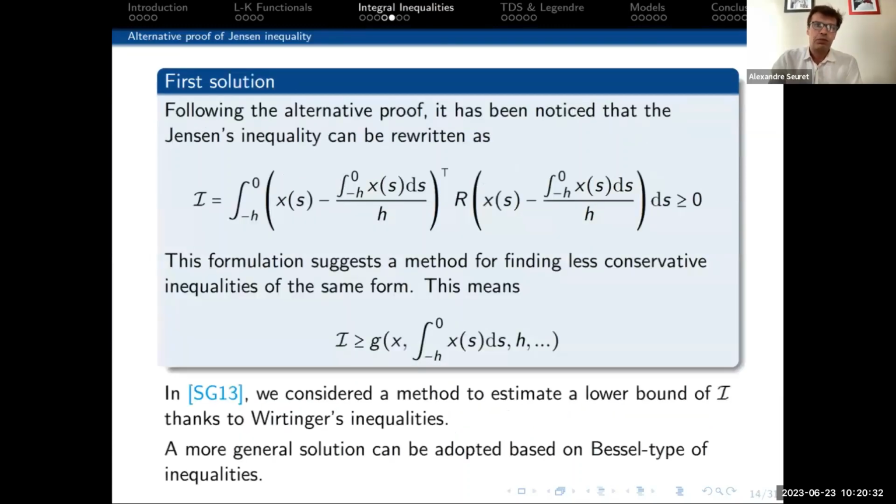So a first solution that we provided in 2013 was to find a way to give a lower bound of this integral I. And this was possible by looking at Wirtinger's inequality. And using this Wirtinger's inequality, we were able to find some lower bound and giving some first solution to this problem. But finally, this was not the good direction, and we had to go to another thing, which is related to the Bessel type of inequality.